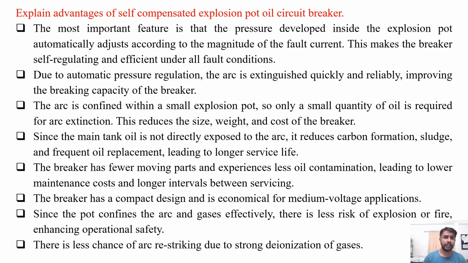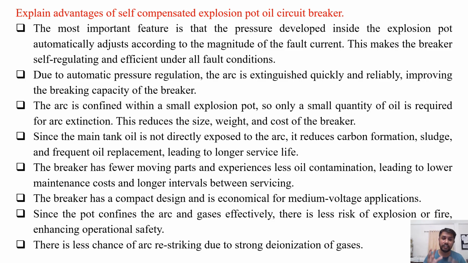Explain advantages of self-compensated explosion pot oil circuit breaker. So the most important feature is that the pressure developed inside the explosion pot automatically adjusts according to the magnitude of the fault current. This makes the breaker self-regulating and efficient under all fault conditions. Due to the automatic pressure regulation, the arc is extinguished quickly and reliably, improving the breaking capacity of the breaker.